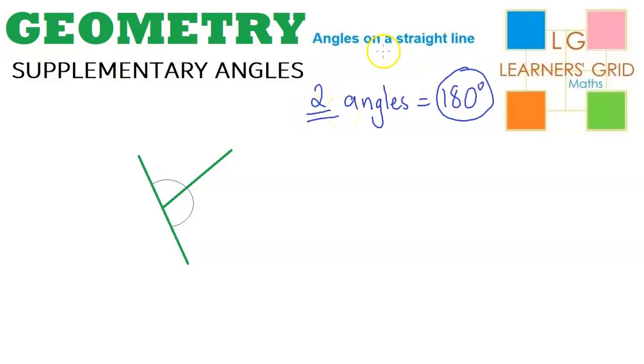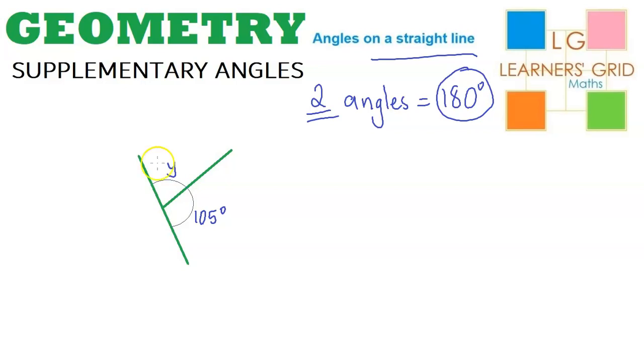Now, supplementary angles are angles on a straight line as well. And you can see here in this diagram, here is the straight line right here. And off that straight line, we have an angle here. Let's call this angle angle Y. And we have another angle over here. Let's give it a value. Let's say it's 105 degrees. Okay. And we need to figure out what the value of angle Y is.